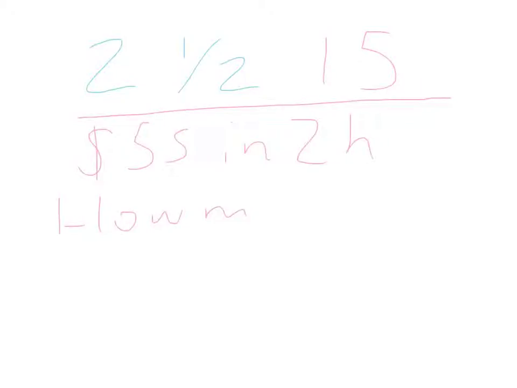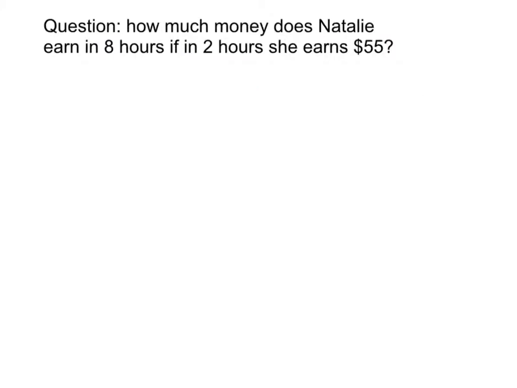One way is to use cross multiplication. Cross multiplication is as follows. If Natalie makes $55 in 2 hours, how much does she make in 8 hours? One way to find it out would be cross multiplication.